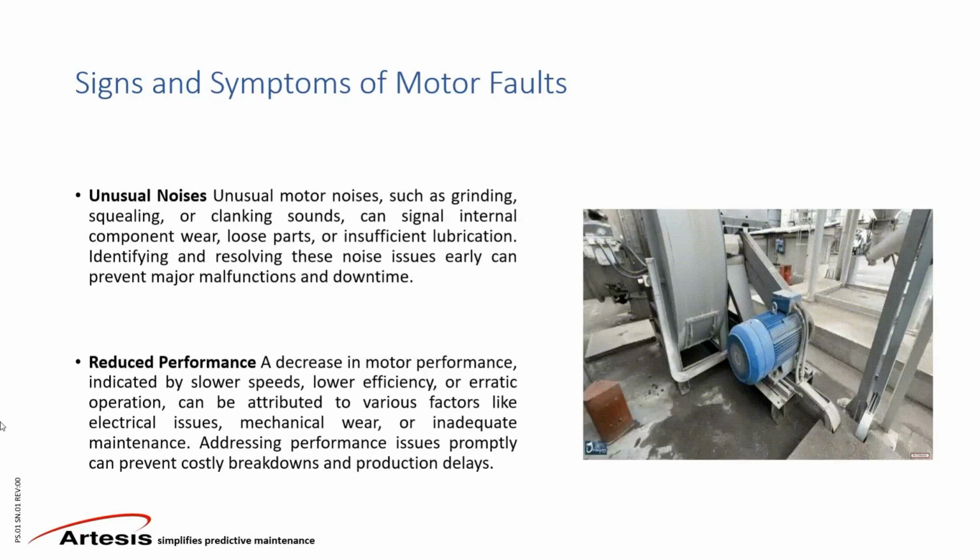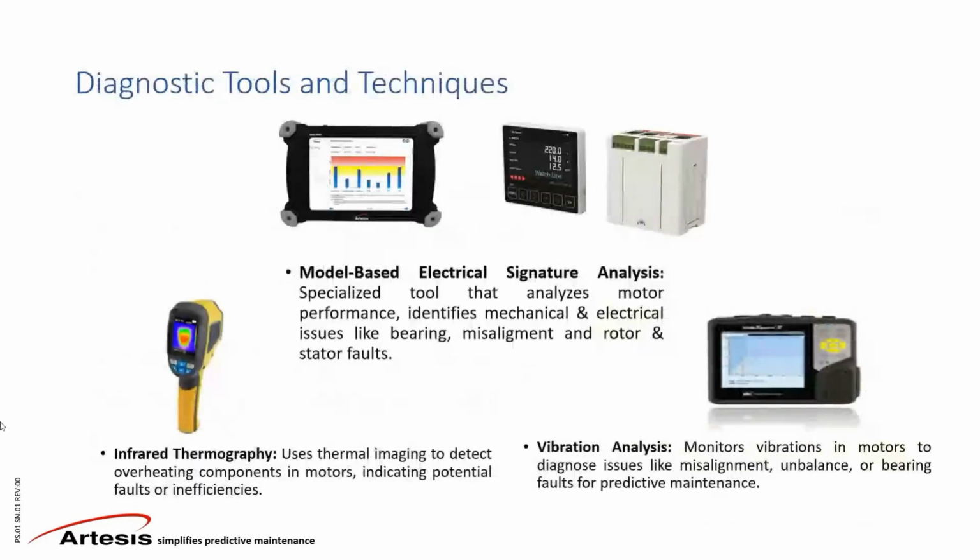And of course, the performance of the machine will be reduced, so this will show itself in slower speed, slower efficiency. And of course, the active power consumption will actually reduce. So keeping track of the power consumption will also tell you that the system is becoming less efficient. But of course, all this will require some sort of monitoring technology to be identified.